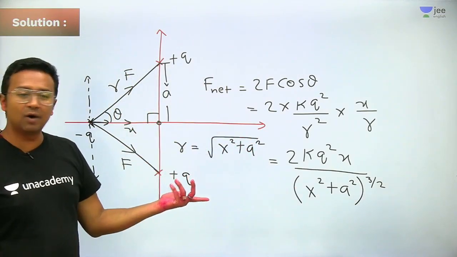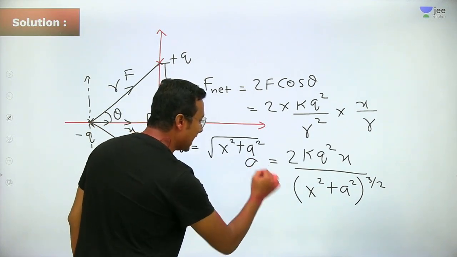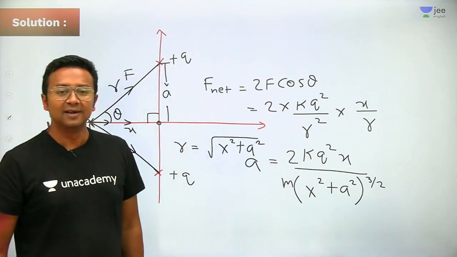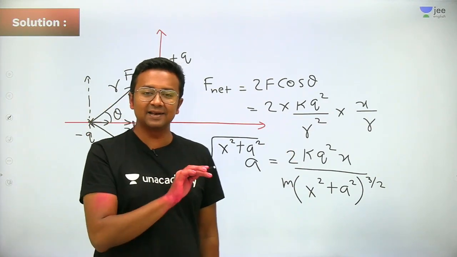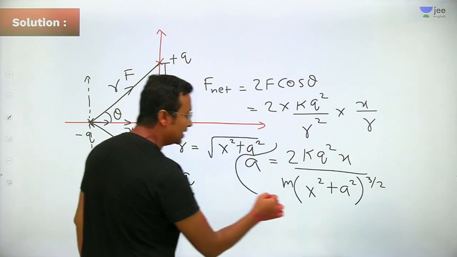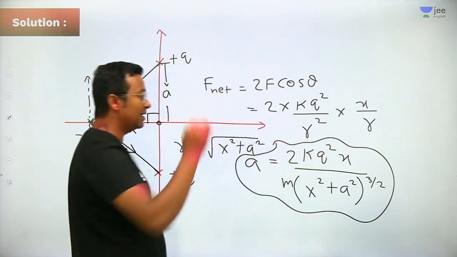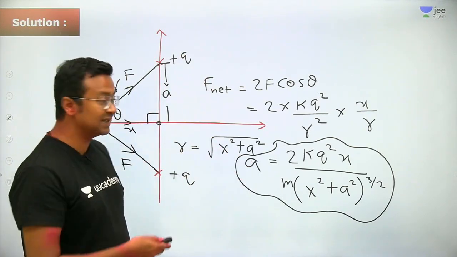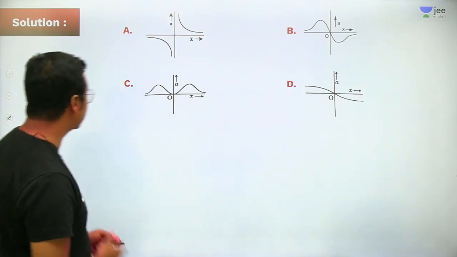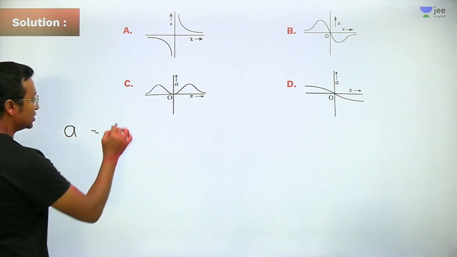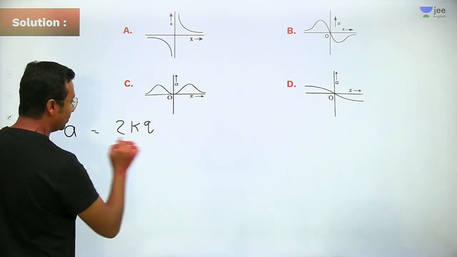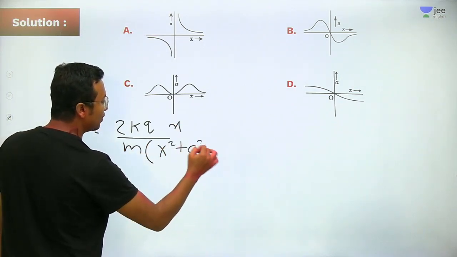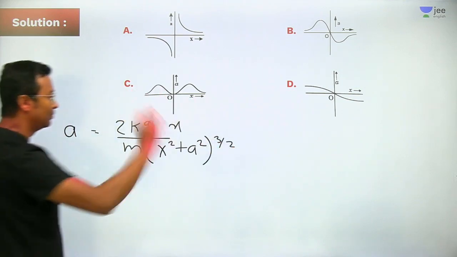So acceleration will be what? I can write down the acceleration as equal to this entire thing divided by the mass m. Okay, now using this particular result, we can find out the expression or the relevant graph. Okay, so I hope you would remember this. Now let's move ahead and write down this expression here. Acceleration is equals to 2kq divided by m (x square plus a square) to the power 3 divided by 2.